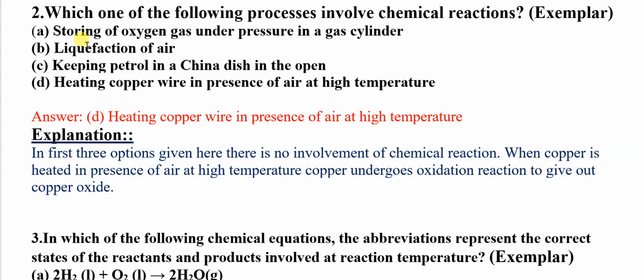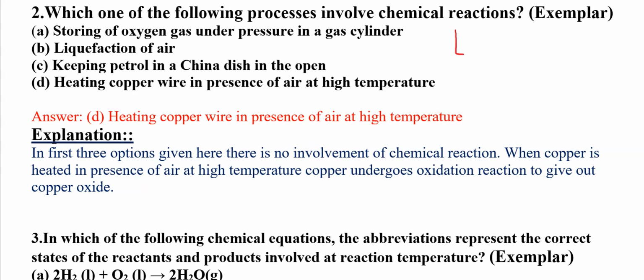The next question is, which of the following processes involves a chemical reaction? As we said earlier, if you want to see a chemical process, there must be a chemical change, which means a new substance must always be formed. Let's see the first one. Storing of oxygen gas under pressure in a gas cylinder.